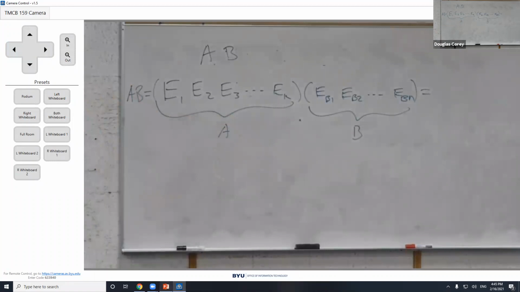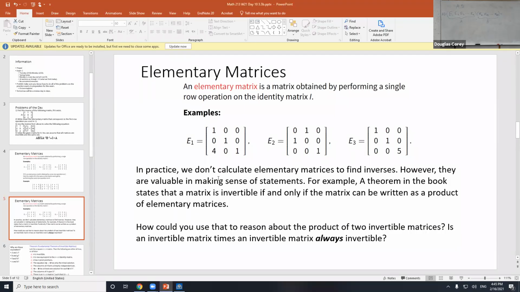There are often questions on the exam where you have to figure out if they're true or false, and this is exactly the kind of thing you'd like to work with. Hey, what do I know about invertible matrices? Can I find something? And maybe it's this that might help you out to reason through.